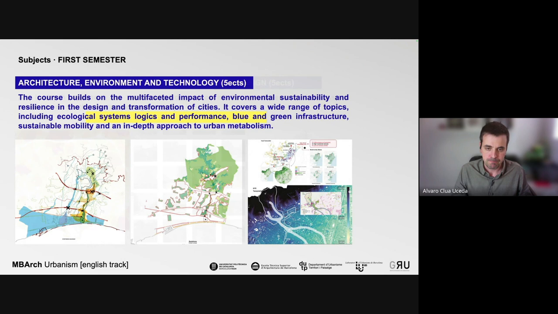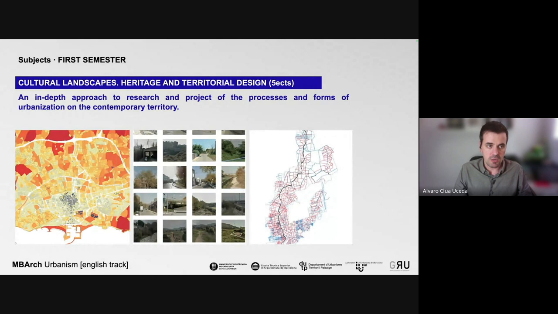Then you are also going to have a course called Culture and Landscape, Heritage and Territorial Design, where you are going to focus basically on contemporary territory. This is the course where you are going to face the largest scale that can be approached from the field of urbanism. You are going to have different theoretical courses, with some assignments that give you tools to better interpret and analyze the territory.